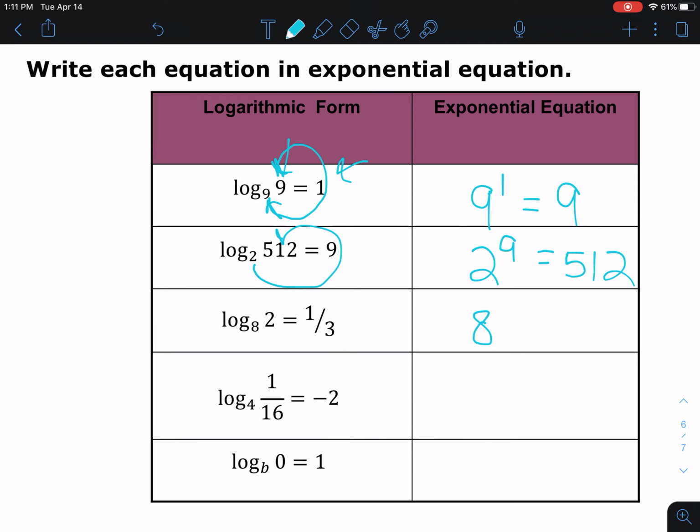Okay, a couple more here. 8 to the 1/3 power equals 2. The nice thing about these is you can check these on your calculator and you should be able to see that that's the same thing. All right, so then 4 to the -2 power equals 1/16. And lastly, b to the first equals 0. So that's going back and forth between logarithmic form and exponential form. And that's it.